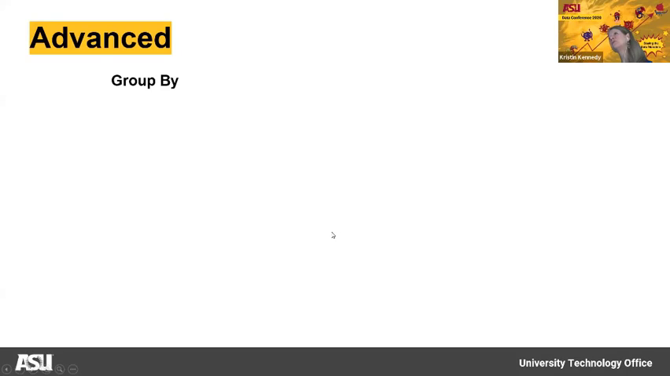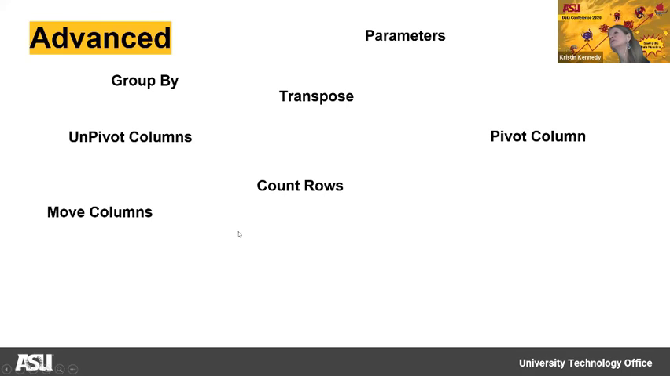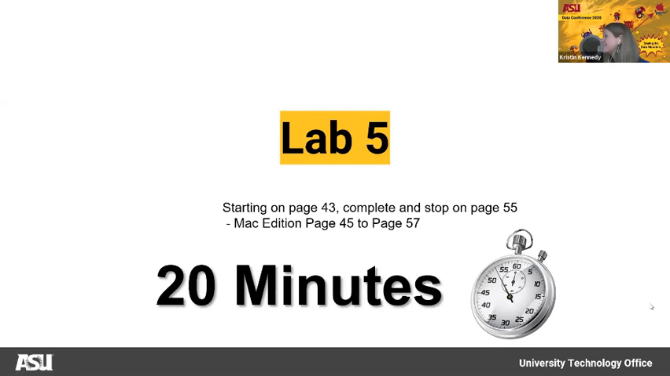But in the advanced, we're going to do some group bys, some parameters, which aren't quite as exciting as they sound, but there are ways to do parameters, transpose, where you kind of take columns and make them rows, or vice versa, pivot columns, unpivot columns, count the rows, move columns, convert to a list. Sometimes you have things in a table and you want it not to be a table. That's how we do that. The fill, which we've just seen, won't work, so you can skip that part. And we have about 20 minutes, which should take us in. So feel free to finish if you want to move on.